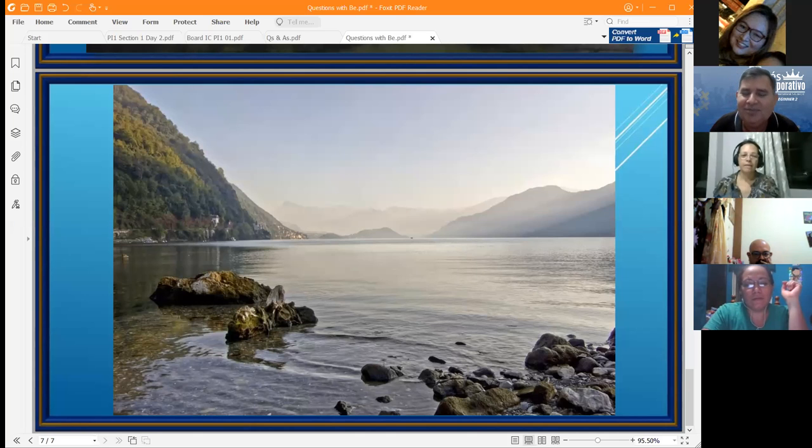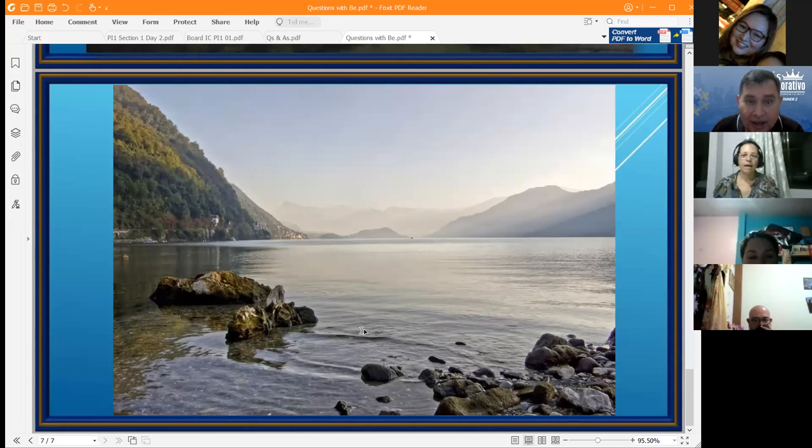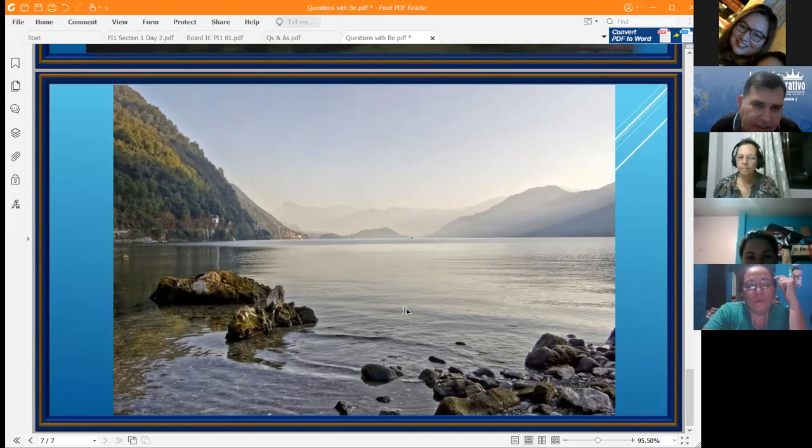Any ideas? It's a river. Okay, it's a river. What name is the lake? Oh, what's the name of the lake? What's the name of this lake?